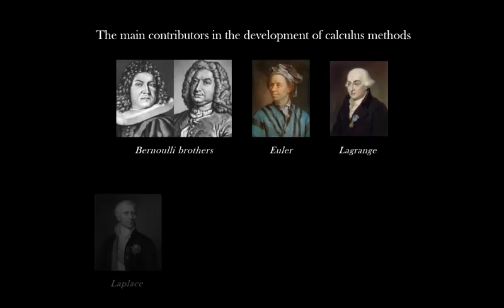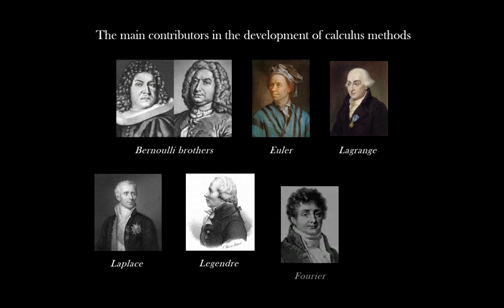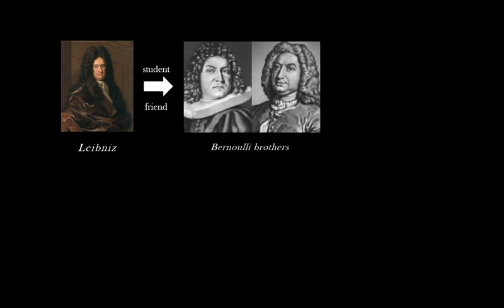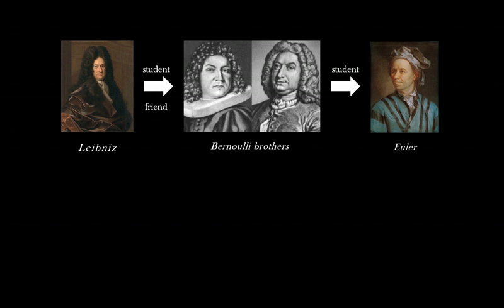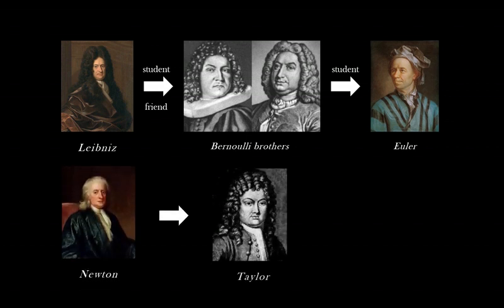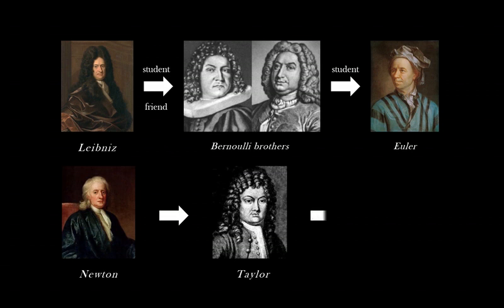On the other hand, in the development of calculus methods, the main contributors included the Bernoulli brothers, Euler, Lagrange, Laplace, Legendre, Fourier and Gauss. Among them, Euler made the most significant contribution. In terms of the teacher-student relationship, the Bernoulli brothers were friends and students of Leibniz, while Euler was a student of the Bernoulli brothers. On the contrary, after the establishment of Taylor's formula by Taylor, British mathematics fell into stagnation. They could not get around the weakness of Newton's calculus theory.